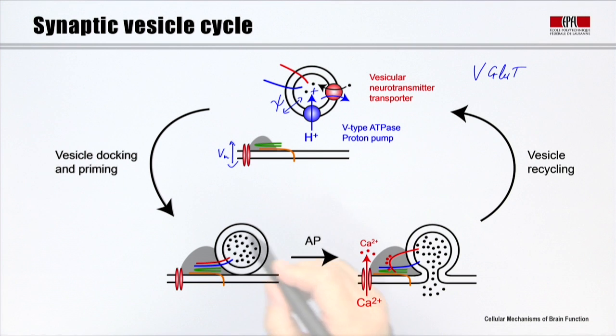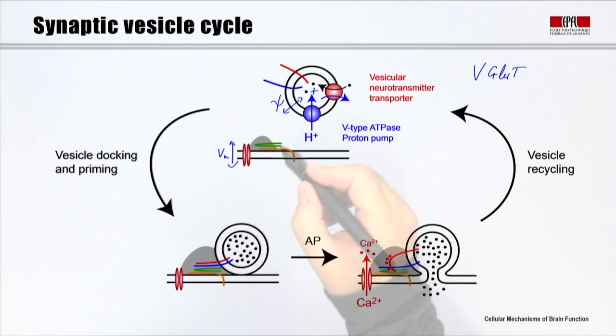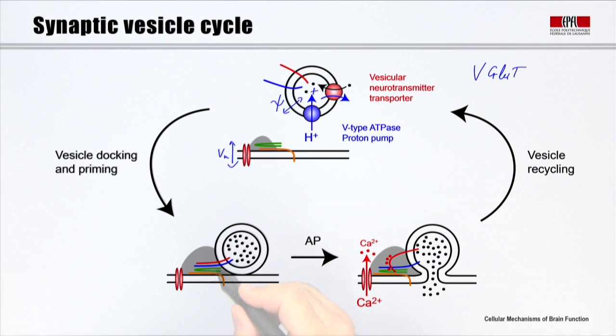When the vesicle is refilled, it then needs to move into these sites where it can be released. It needs to interact with the SNARE complex. The SNARE complex needs to bring the membranes into close apposition with each other, and we're then ready for another action potential to invade and release neurotransmitter.